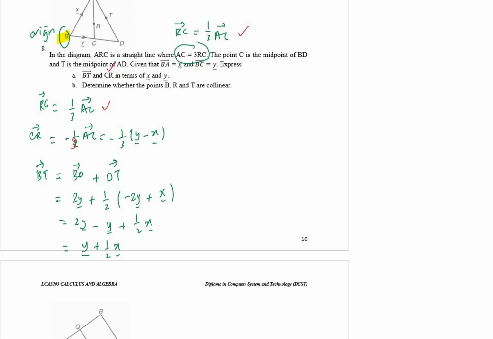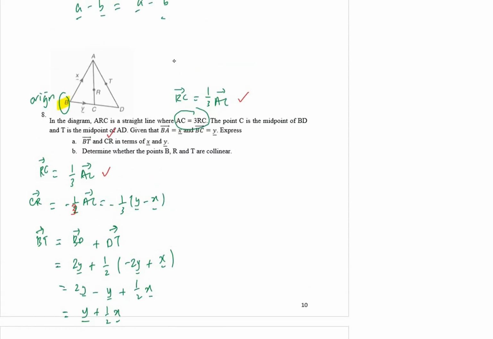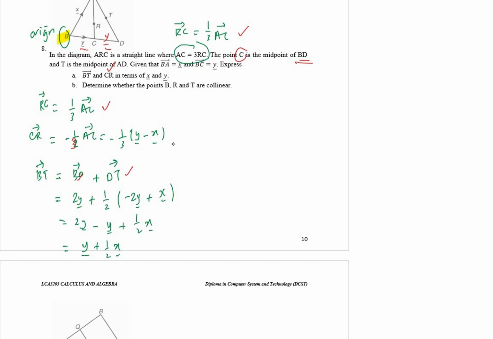Okay, and now for us to find BT. So what is BT? BT, you can take BD plus DT, right? So what is BD? BD is 2y. Why 2y? Because C is the midpoint of BD, so that means here is also y. Therefore you have 2y plus DT, because T is the midpoint of AD. So it will be half of DA.